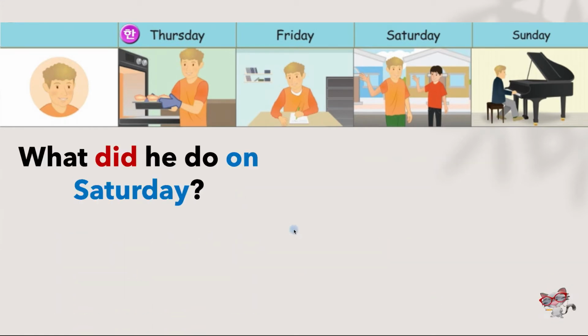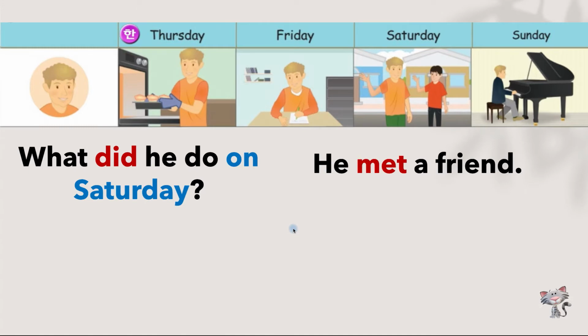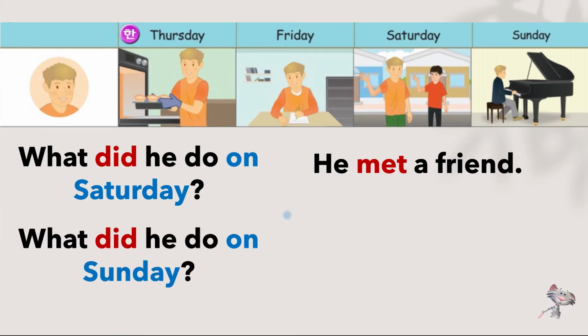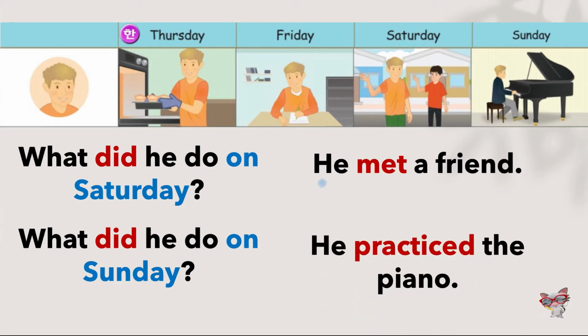So what did he do on Saturday? On Saturday, he met a friend. Yes. And Sunday, practiced. I like this boy. What did he do on Sunday? He practiced the piano, like me. He practiced the piano. And you can hear that piano playing in the background. My piano. A bit of Elton John today.